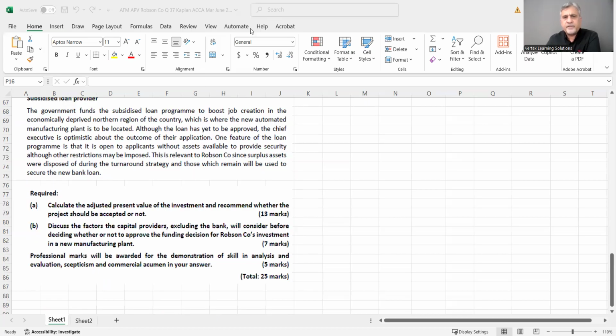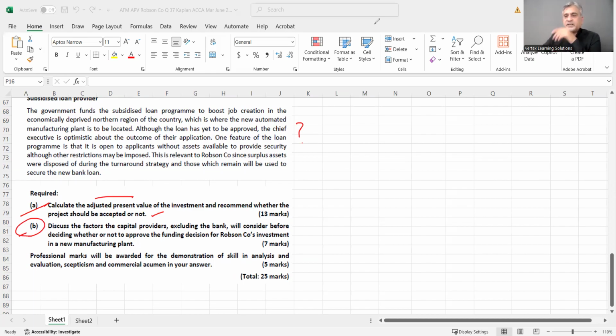If we come down here to part A, it says to calculate the APV, the adjusted present value of the investment, and recommend whether the project should be accepted or not. 13 marks, pure calculations, very easy. Part B says to discuss the factors the capital providers, excluding the bank, will consider before deciding. So we will read this information for part B only. And then, of course, professional marks are there for 5.